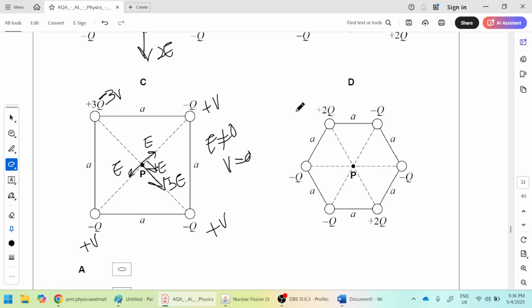Let's see. So this one will give 4V, 2V, negative 2V, negative 2V at the center P, right? This one will give positive V, positive V, positive V, positive V. It will cancel out the potential. These two will cancel each other's E, because this one will be trying to push it this way. This one will be trying to push it this way with 2E and 2E. These two vectors will cancel out. These vectors will also cancel out. These vectors will also cancel out, giving this as the answer.